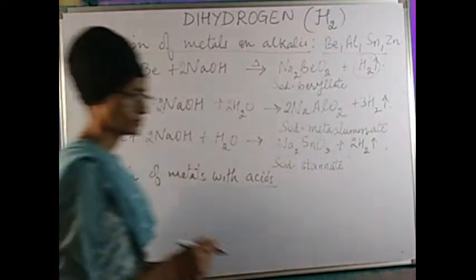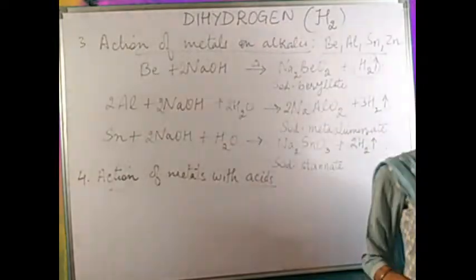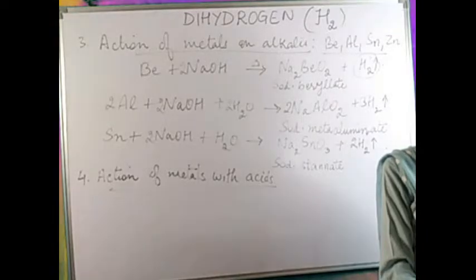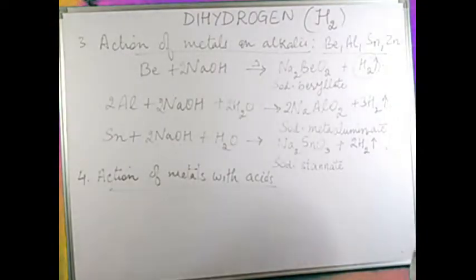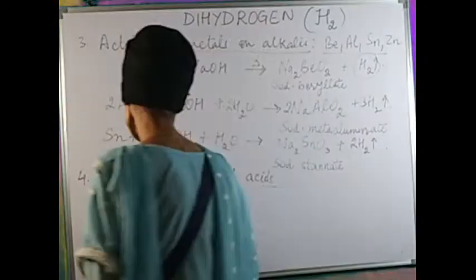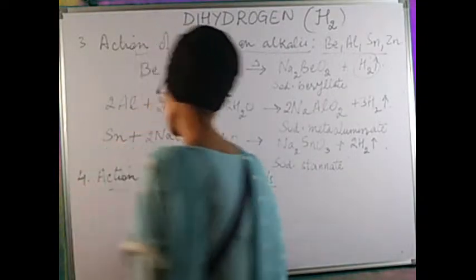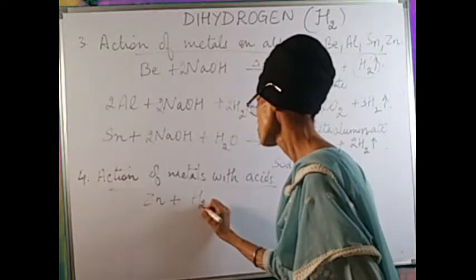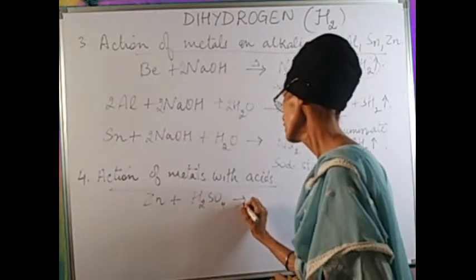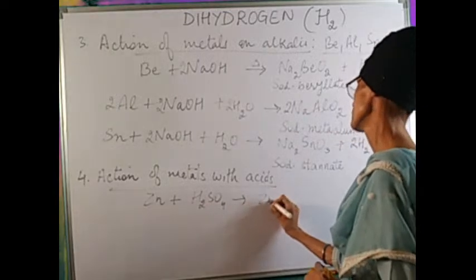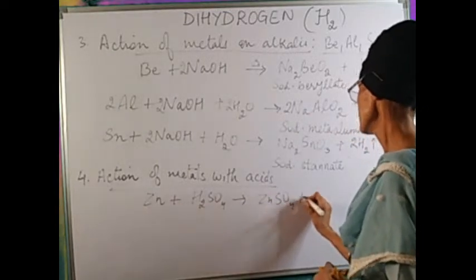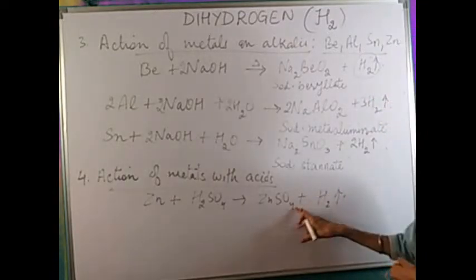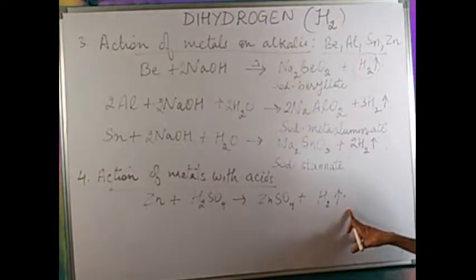So here again salt and dihydrogen is formed. The most common example we usually do, which is also one of the laboratory methods, is the reaction of the zinc metal with the sulfuric acid. So metal plus acid, again the product is salt, zinc sulfate, plus dihydrogen gas is formed. It is one of the common laboratory methods.